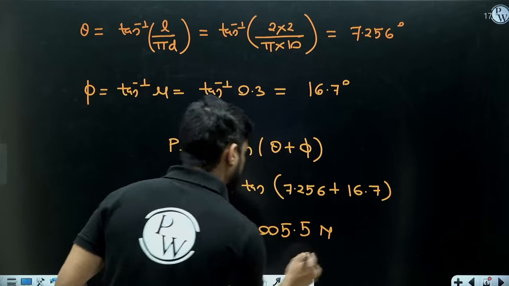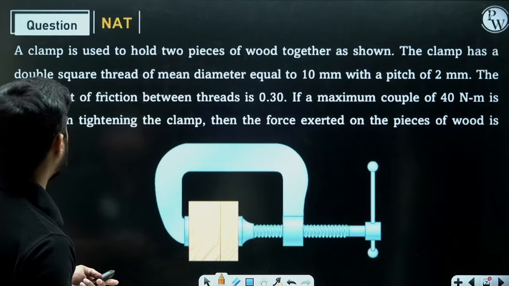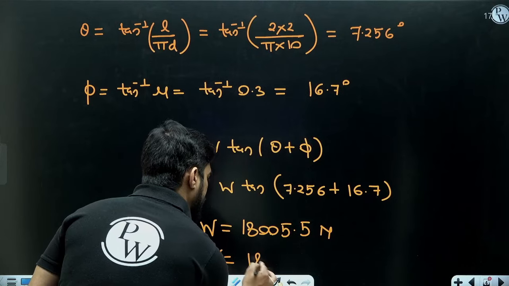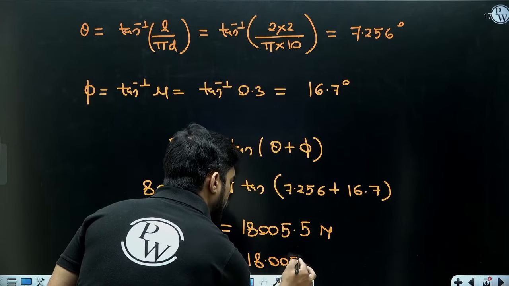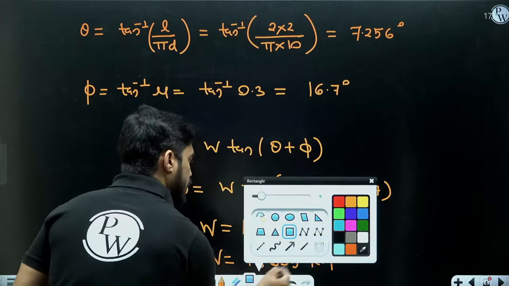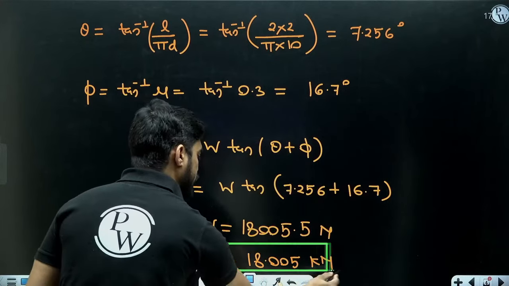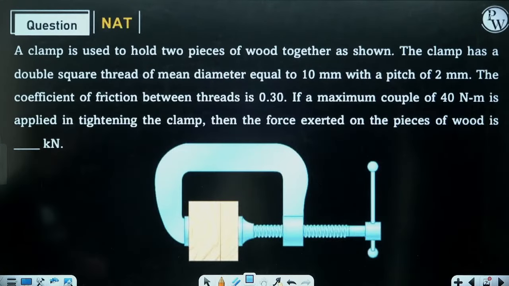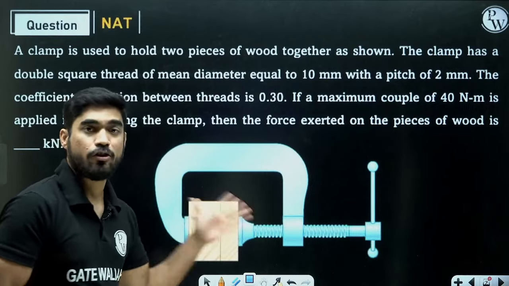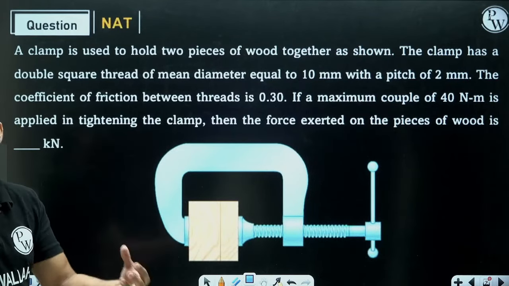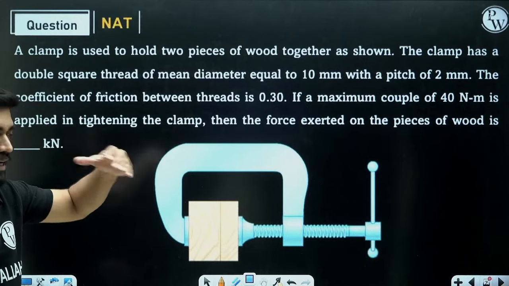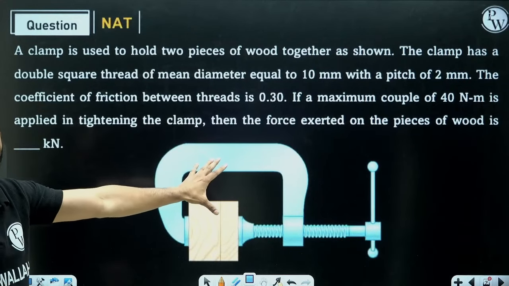18,005.5 Newton. Are they asking us the answer in Newton? No, they are asking us in kilonewton. So it is 18.005 kilonewton. So this is the force exerted by the screws on this wooden piece, 18 kilonewton. I hope you understood how you can find the equivalent case of screw jack with the clamp.